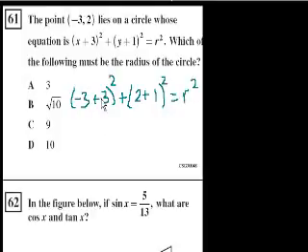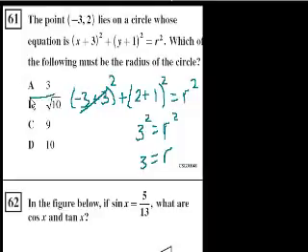See, minus 3 plus 3, that's just 0. 0 squared is 0. And then 2 plus 1 squared, so 3 squared is equal to r squared. You can say r squared is equal to 9, and then r is equal to 3, because you can't have a negative radius, right? So all you have to do is substitute the x and the y values, because any point that satisfies this equality is on the circle defined by this equation. They say this point is on the circle, so you just have to substitute them in and solve for r.